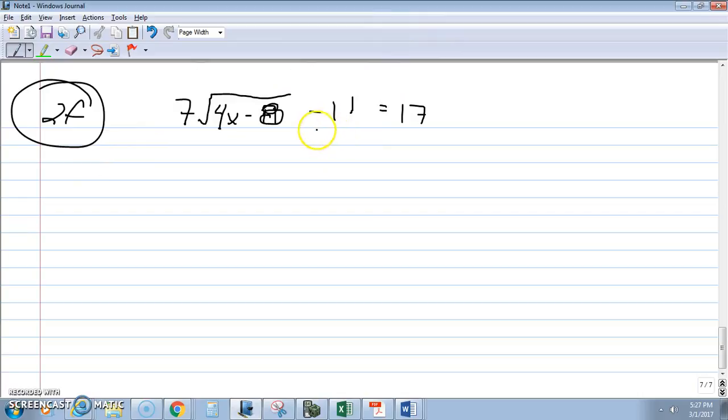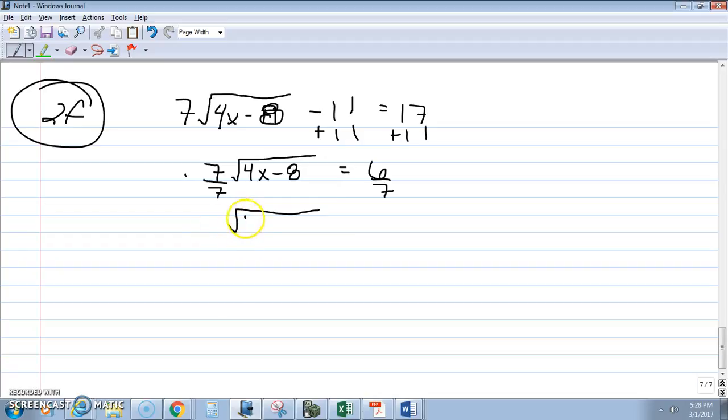So what's our low-hanging fruit here? Let's just go ahead and add 11 to both sides. And then we have 7 times the square root of 4x minus 8 equals, let's see, 17 plus 11 is 28. Okay. Now what's next? 7. Divide each side by 7. I'm just going to leave it, dividing by 7 is messy. I'm just going to leave it as 6 over 7. So I have the square root of 4x minus 8 equals 6 over 7.